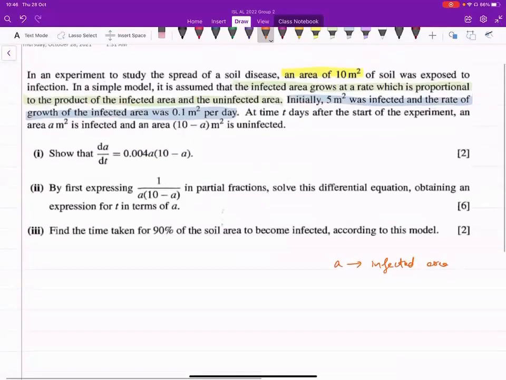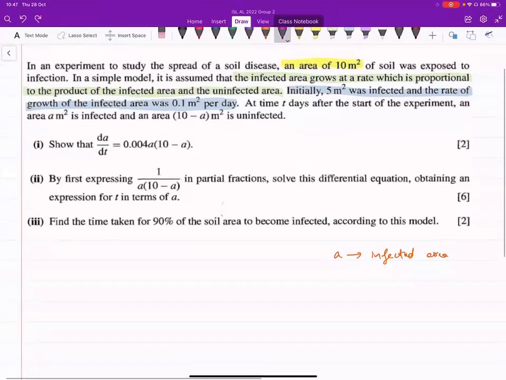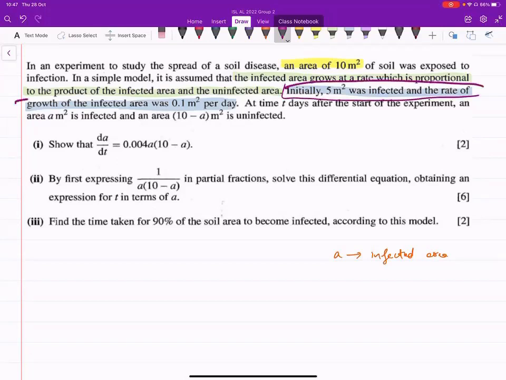Let's have a look at this. We have this experiment. उसमें उसने बताया हुआ है कि there's a total area of 10 meters square that is exposed to infection. The infected area grows at a rate which is proportional to the product of the infected area and the uninfected area. ये आपको relationship दिया हुआ है जो आपको use करना है to form the equation. You got a point. ये आपको information दी हुई है कि एक specific point के ऊपर आपके पास values क्या आ रही हैं. ठीक है.